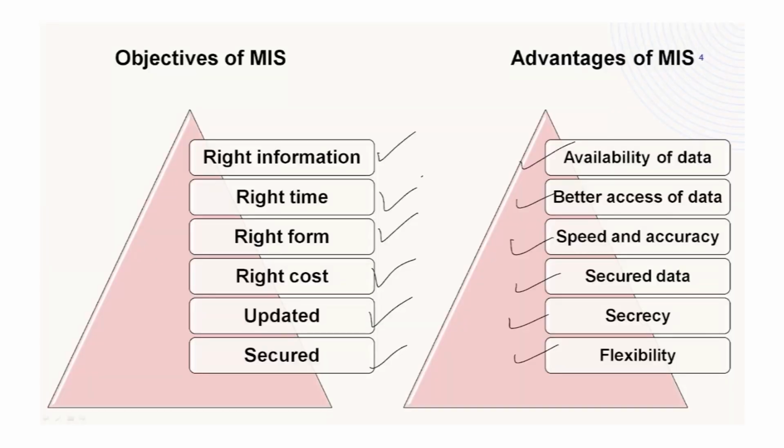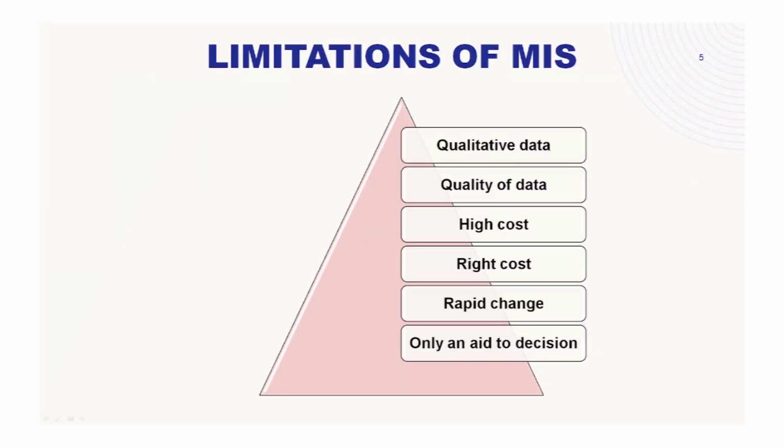Security, we have already discussed that data will be very much secured within the ERP. Secrecy of the data is with respect to, suppose any company is doing some project in a confidential way, but the managers are accessing the data. So the secrecy of the data should be maintained. And flexibility of use is with respect to how the managers are clubbing the different departments' data together for the purpose of using it. Next one is the limitation of the MIS.